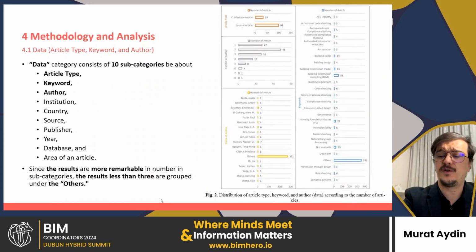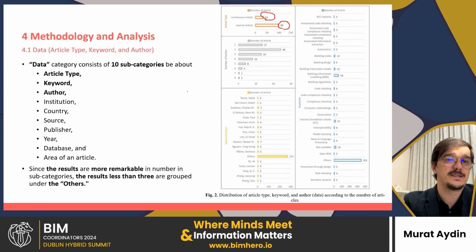Let's start with the first category, the data category. The data category consists of 10 subcategories: article type, keyword, author, institution, country, source, publisher, year, database, and area subcategories. 98 articles are published directly in journals. 33 are published as selected papers at congresses.